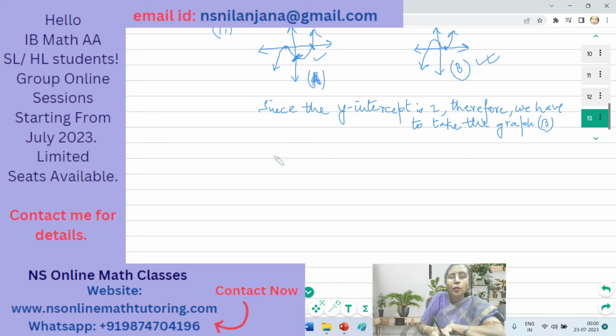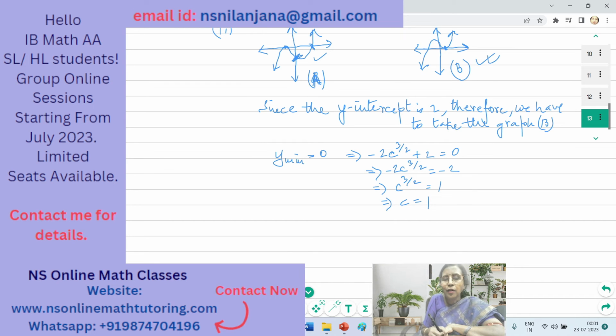So, y minimum equal to 0. Negative 2 c to the power of 3 over 2 plus 2 equal to 0, or negative 2c to the power of 3 over 2 equal to negative 2. Dividing both the sides by negative 2, we get c to the power of 3 over 2 equal to 1, or c equal to 1.